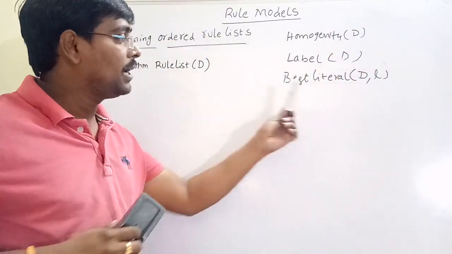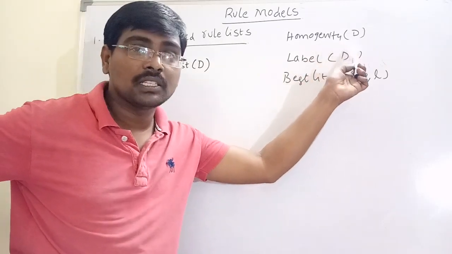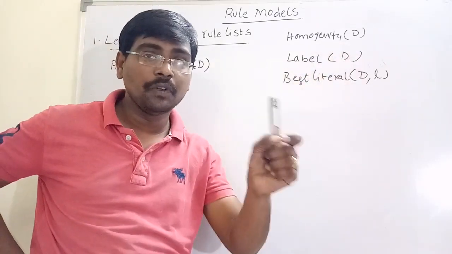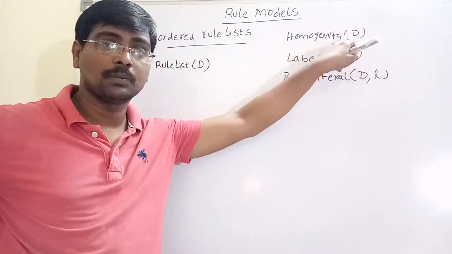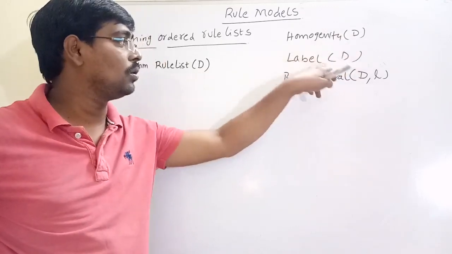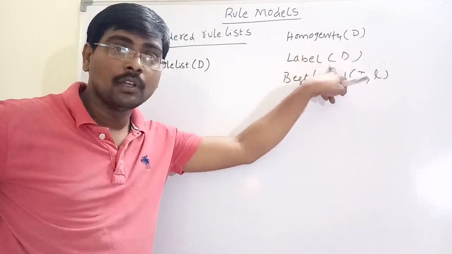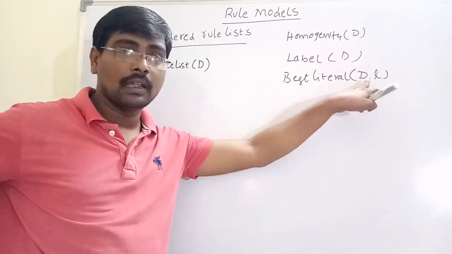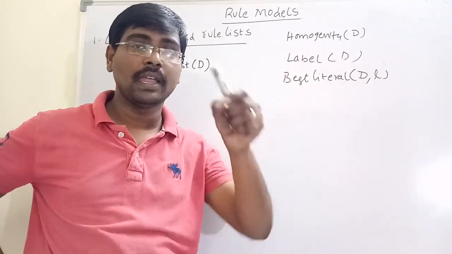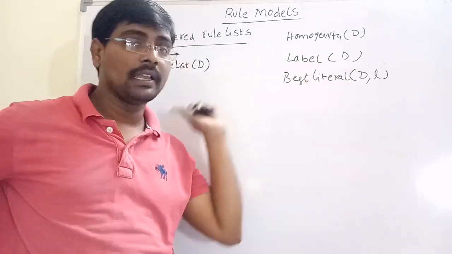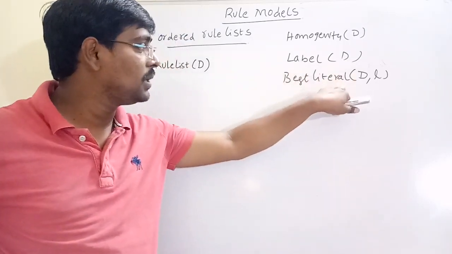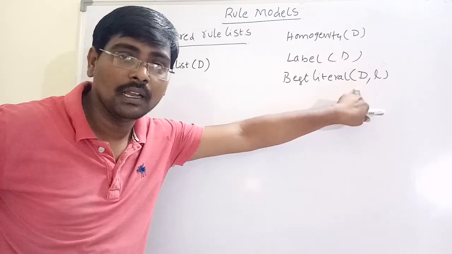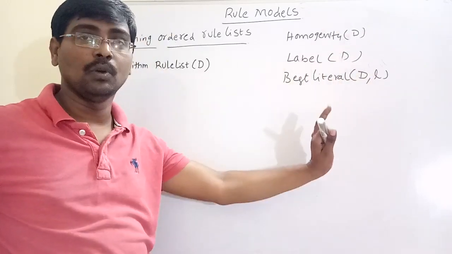Homogeneity, label and best literal. Homogeneity results the specification of the particular rule. Label returns to which rule that particular one belongs to. Best literal identifies the best split, that is, by adding which literal it creates the best split. The best literal is identified by using the purity.